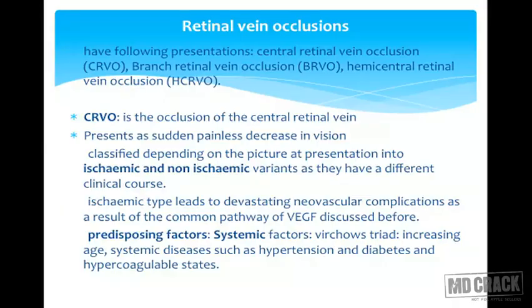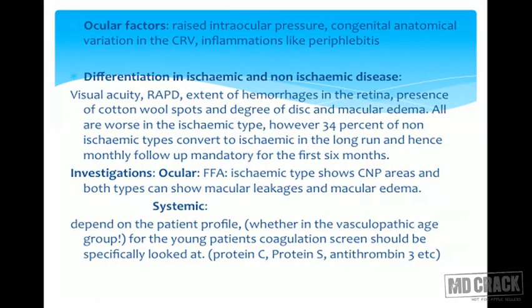Predisposing factors for venous occlusions are systemic factors, which, if we recollect Virchow's triad in pathology, are increasing age leading to atherosclerosis, systemic disease such as hypertension and diabetes, and hypercoagulable states. So essentially, factors outside, within, and inside the walls of the blood vessel. Ocular factors which contribute to central retinal venous occlusion are raised intraocular pressure, congenital anatomical variation of the central retinal vein, and inflammations like periphlebitis.